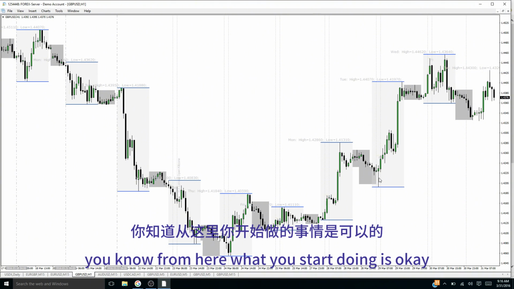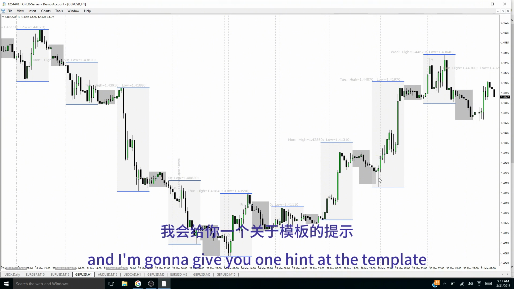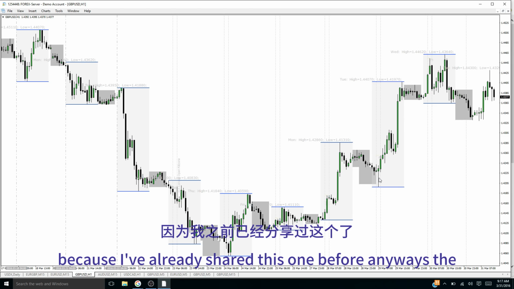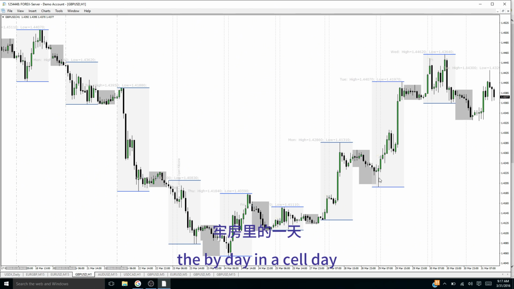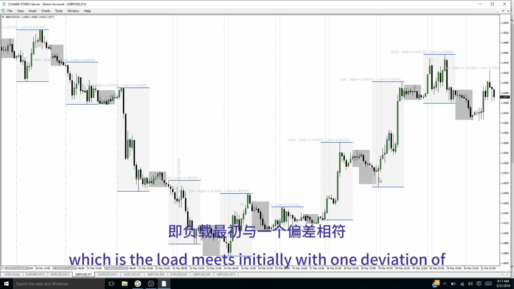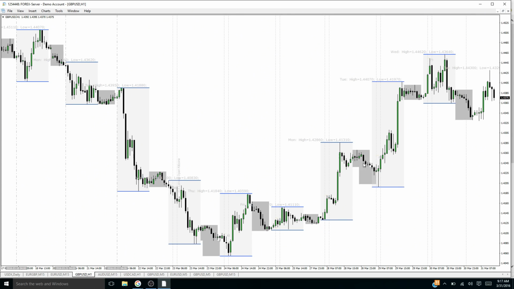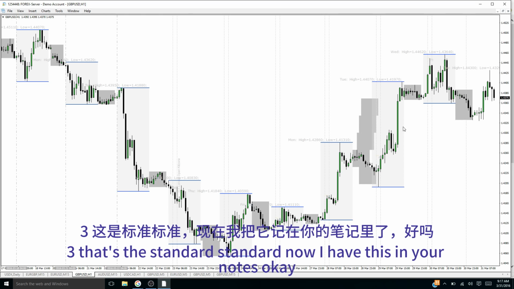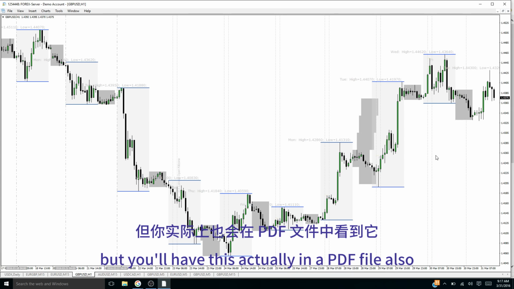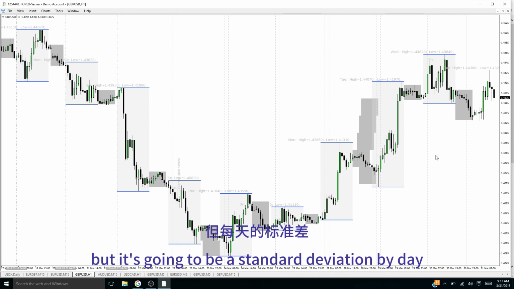What you start doing is, okay, and I'm going to give you one hint at the template on one of the templates, because I've already shared this one before anyway. It's the buy day and the sell day, which is the low made initially with one deviation of this range. One deviation, 2, 3. That's the standard. Now I have this in your notes, okay, but you'll have this actually in a PDF file also.